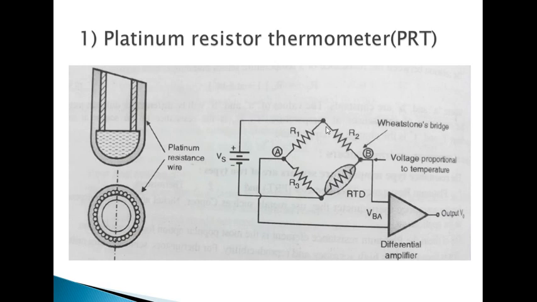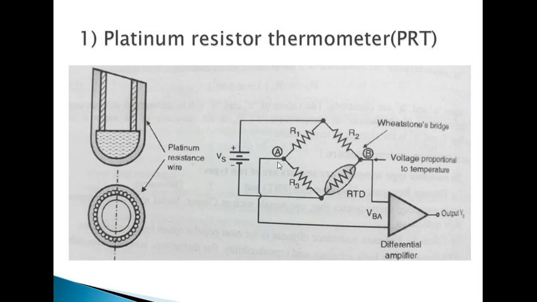So if you see these 2 points, to these 2 points the power supply is given, that is Vs. So a DC power supply is applied here, the positive is connected here and the negative is connected here. If you see these 2 points, across these 2 points the output of this bridge is measured, and this is generally called VBA.